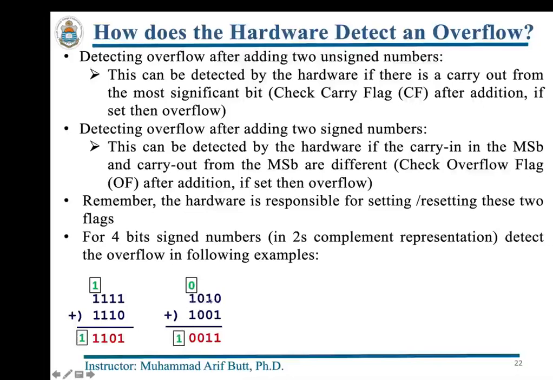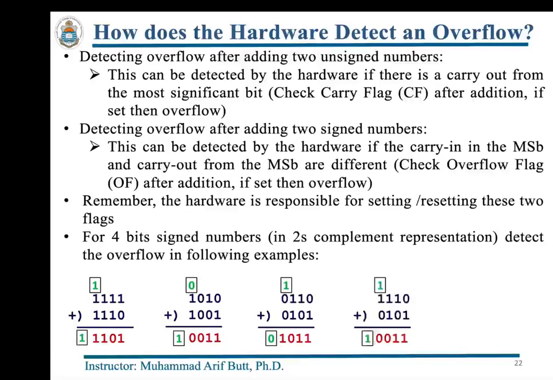This is a -6 in 2's complement, and this is a -7 in 2's complement. And of course, if I take the 2's complement of this number, this becomes 1011, which is -13. So this is an overflow. Similarly, please do check these other examples as well. I hope you have a very clear concept of overflow in the case of signed numbers. And let me move ahead.